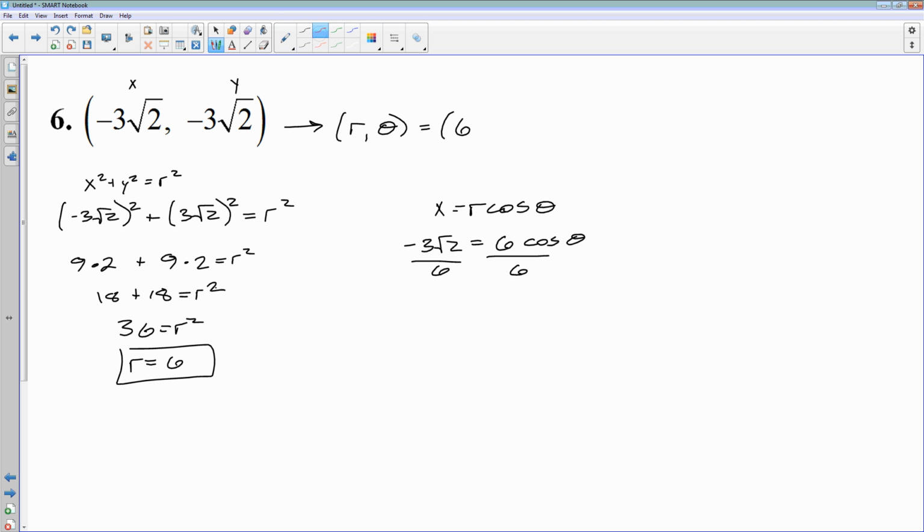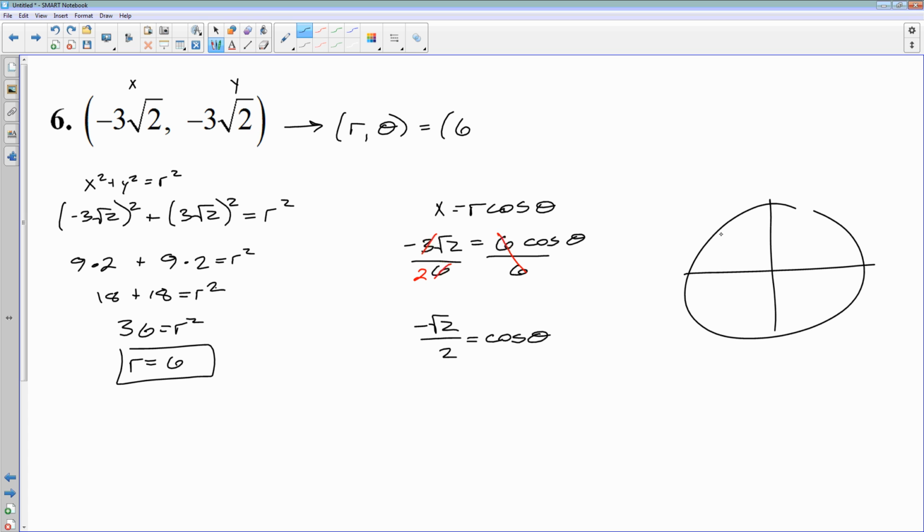And we will reduce this fraction. 3 goes into 6 twice. So I've got negative square root of 2 all over 2 equals the cosine of theta. And negative root 2 over 2 happens all over my unit circle at 45-degree angles. I need cosine to be negative. That means I'm looking either at the angle 3 pi over 4, or my angle in the third quadrant, 5 pi over 4.